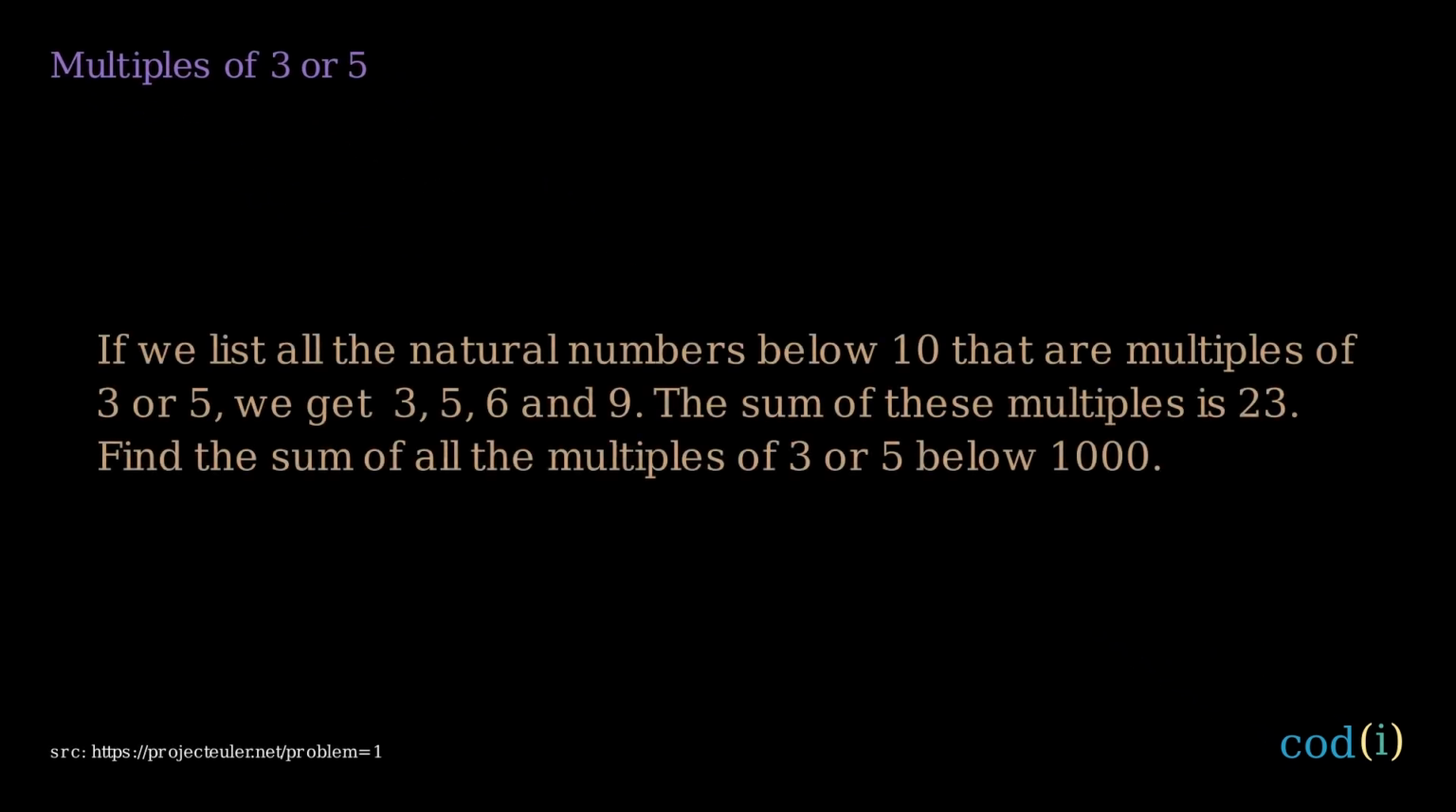Here's the challenge. If we list all the natural numbers below 10 that are multiples of 3 or 5, we get 3, 5, 6 and 9. The sum of these multiples is 23. Find the sum of all the multiples of 3 or 5 below 1000.